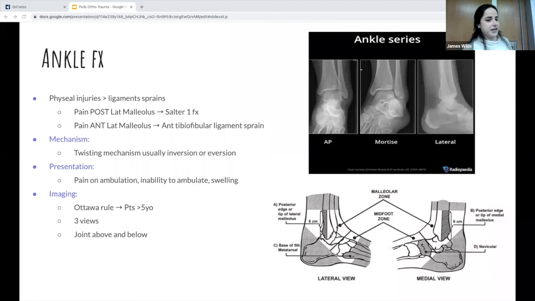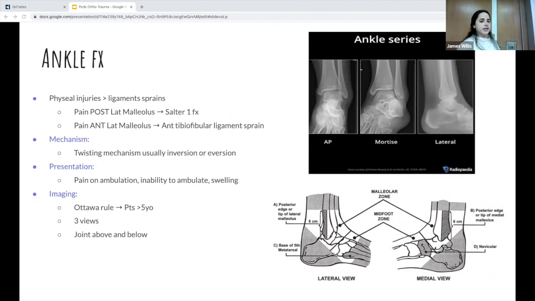If you have physeal injuries, they are more likely to happen than ligament sprains. We already said this about the physes. On exam, if the patient has pain at the posterior lateral malleolus, it's most likely to be a Salter-Harris fracture, and that's one of the Ottawa ankle rules indications. If it is anterior, then it is most likely to be a ligament sprain.